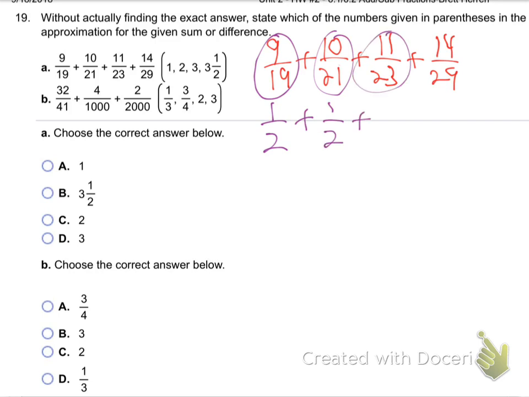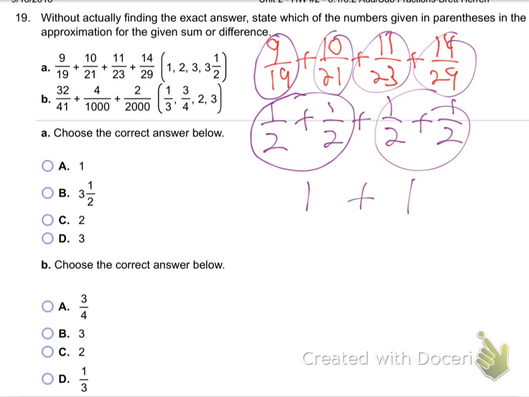11 over 23, what's that close to? Another half. 11 out of 22 would be half. It's close. And how about 14 to another half? So a half and a half makes a whole, and a half makes a whole, so what do we got there? It's really close to 2. Those fractions are going to add up really close to 2, aren't they? Does that seem reasonable? See how we went about that? You can do that without a calculator, right?